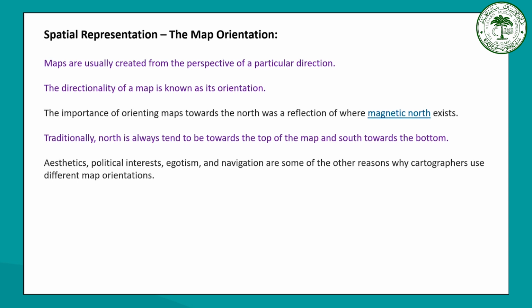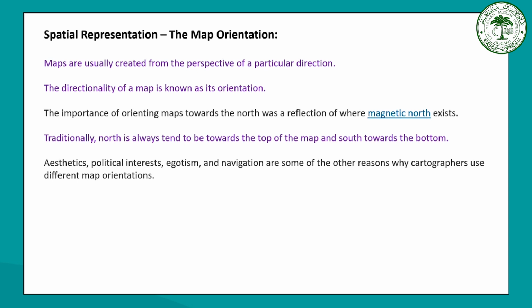Spatial representation has evolved with time, and orientation has changed with time, as I have already explained to you. Map orientation is very important and critical. Maps are usually created from the perspective of a particular direction, and traditionally we use north in the upward direction in map preparation. This directionality of a map is known as its orientation, and the importance of orienting maps towards the north was a reflection of where the magnetic north of the Earth exists.